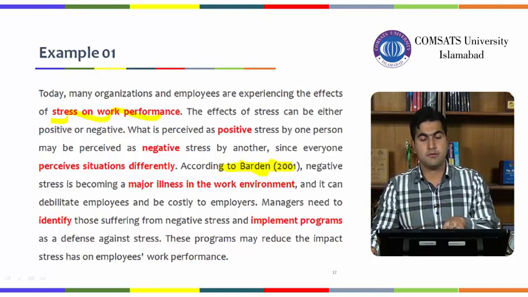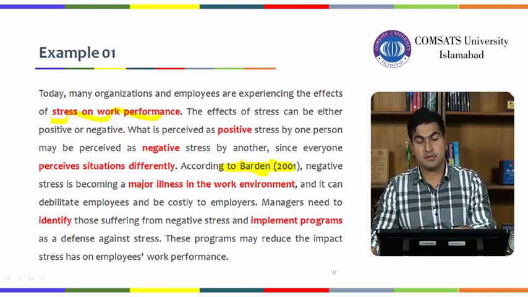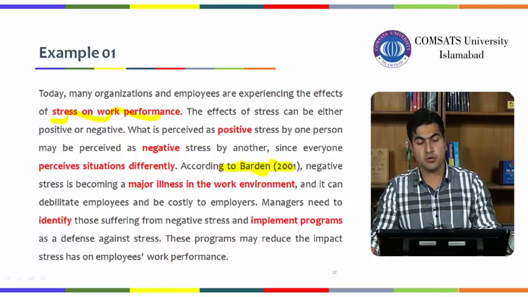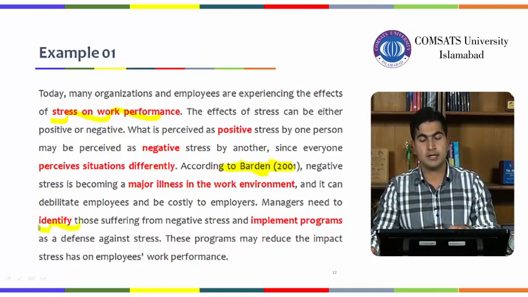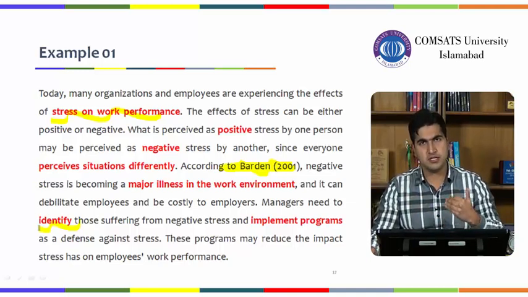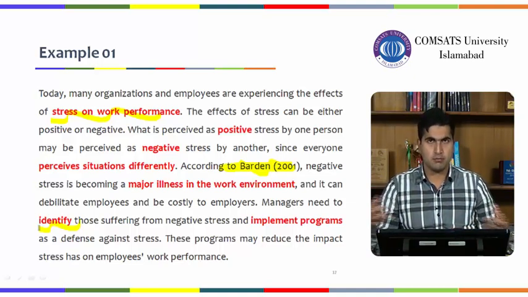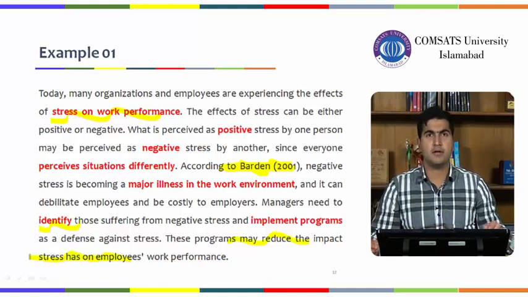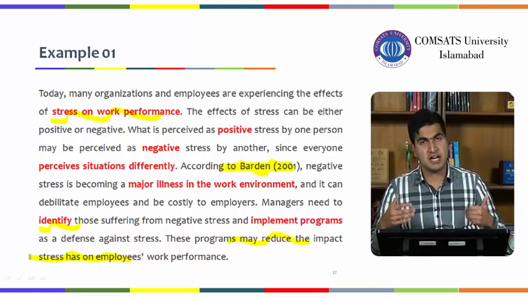But if you look into the example, negative stress is becoming a major illness in the work environment, and it can debilitate employees and be costly to employers. Managers need to identify those suffering and implement programs which could deal with them. So that's how you are setting up the background, stating everything in detail so that the readers may know what's coming ahead. Then we talk about the objectives and the basic focus. So these programs may reduce stress. This is the likely outcome or anticipated answer, the way you give a hint of it.